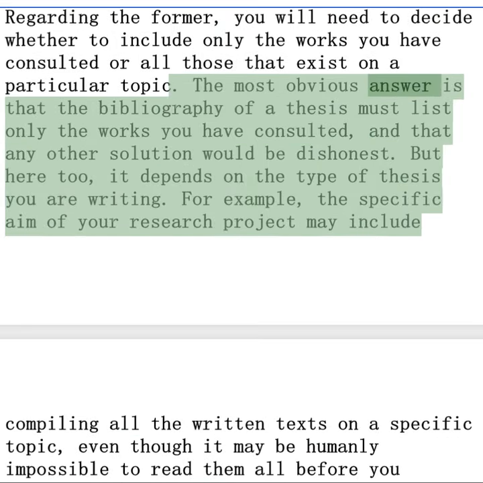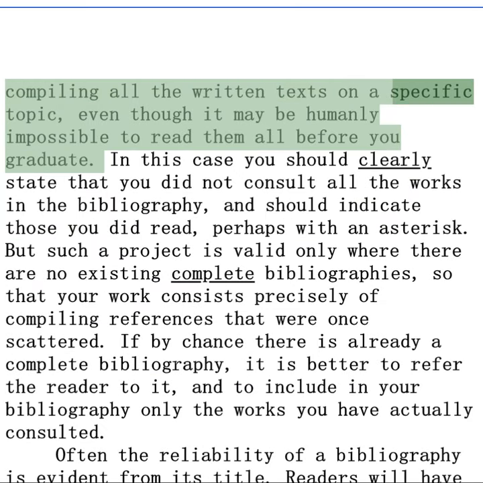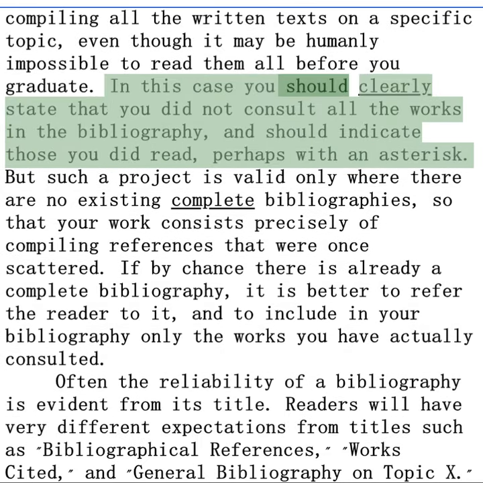The most obvious answer is that the bibliography of a thesis must list only the works you have consulted, and that any other solution would be dishonest. But here too, it depends on the type of thesis you are writing. For example, the specific aim of your research project may include compiling all the written texts on a specific topic, even though it may be humanly impossible to read them all before you graduate. In this case, you should clearly state that you did not consult all the works in the bibliography, and should indicate those you did read, perhaps with an asterisk.